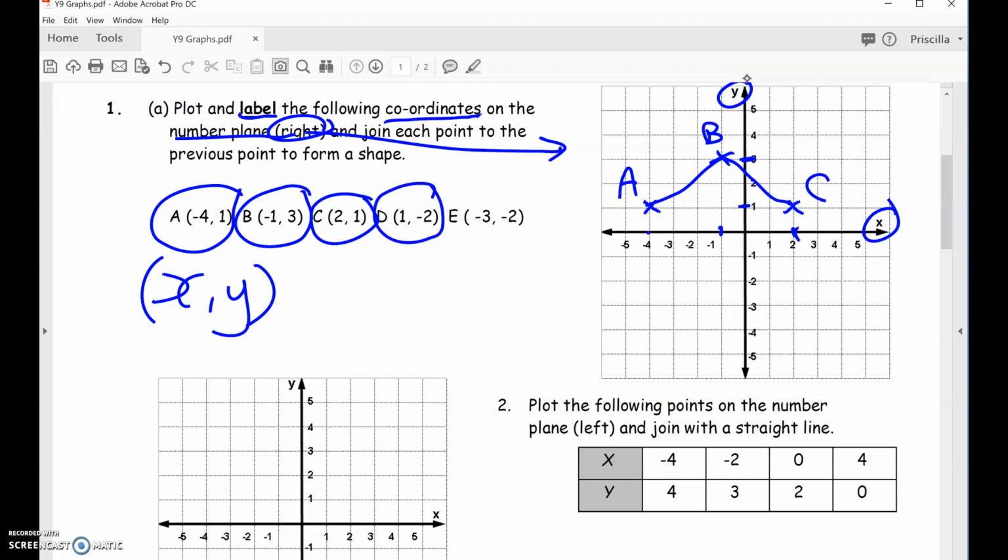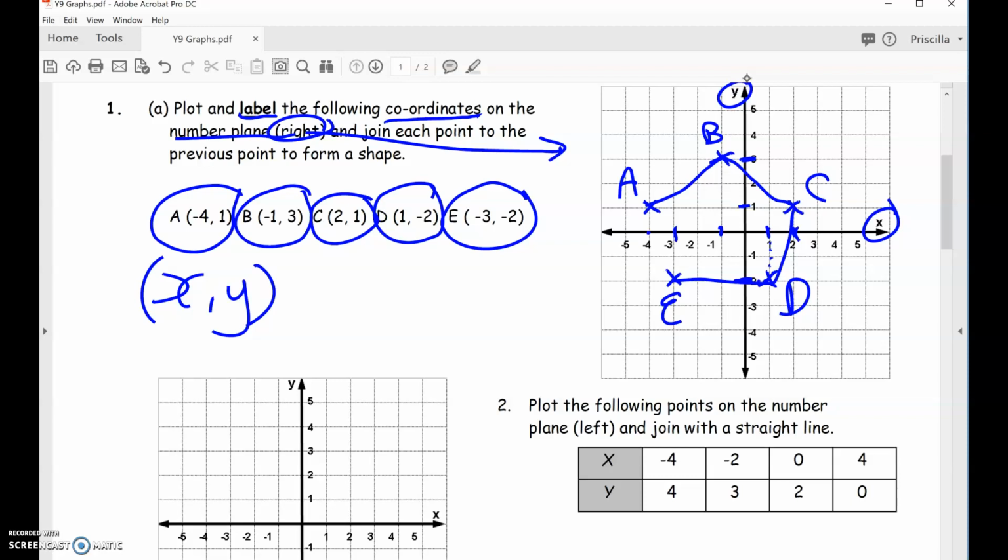With D, x is 1 and y is -2. So we put the point here in line with the x and the y. We label it D and we join it up. And then for E, that's -3 on the x and -2 on the y. So that's going to be there, and we join that up.